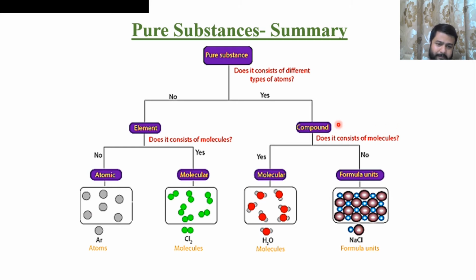In the case of compounds, does it contain molecules? Yes and no. If yes, molecular form, that is H2O. And in the case of ionic compounds, these are known as formula units, that is NaCl, KCl. All ionic compounds are formula units.